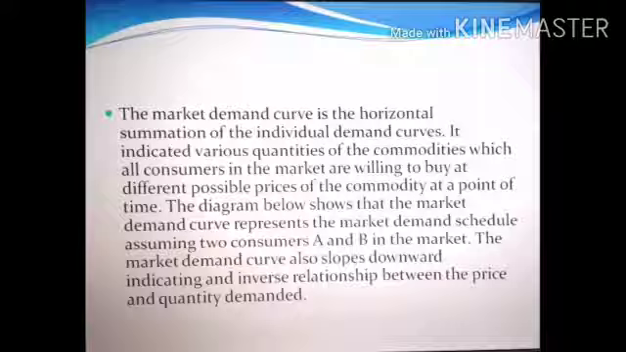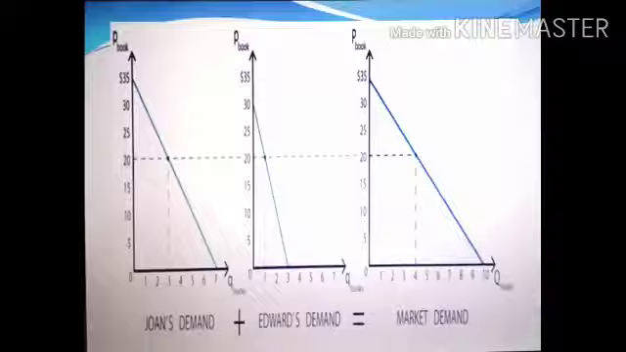So here we see the summation of all the individual demands, where all the individual demands are collaborated and then shown graphically. Now if you can see here, it says John's demand plus Edward's demand is equal to market demand. So you can see the demand and the quantity, and then it is summated as the market demand.